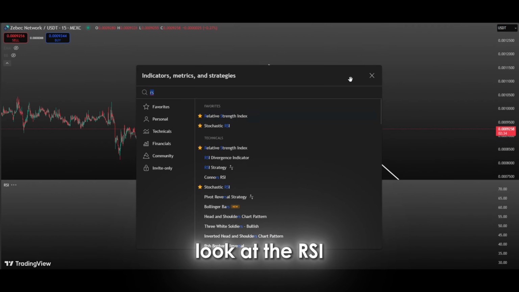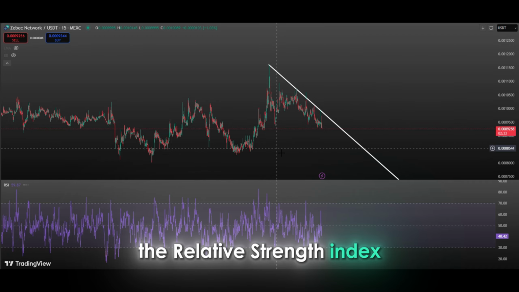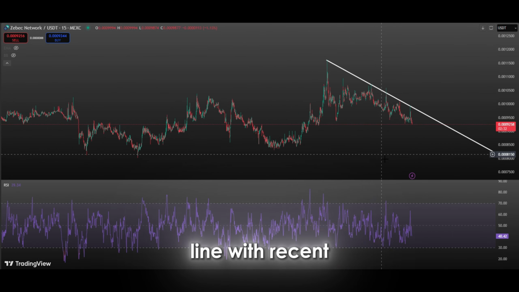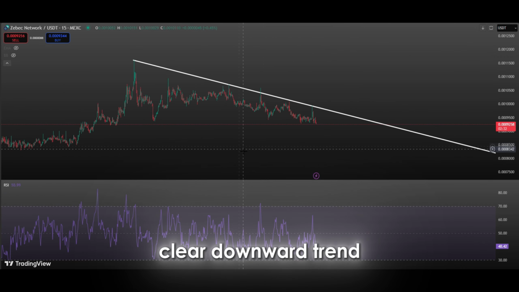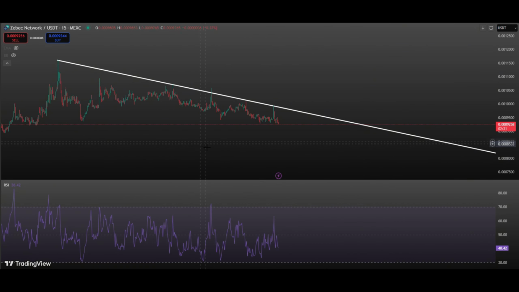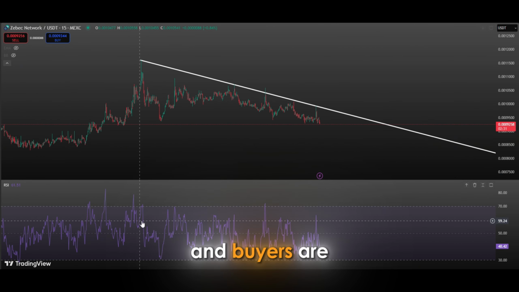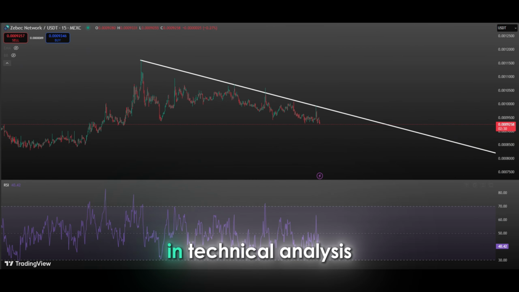When we take an in-depth look at the RSI, the Relative Strength Index, we see a rather remarkable structure. In particular, in line with recent price action, there is a clear downward trend line on the RSI. This bearish trend is an important signal that the momentum in the market is weakening and buyers are losing strength. In technical analysis, such downtrends usually lead to downward pressure on the price charts.